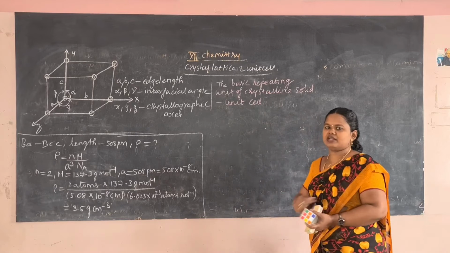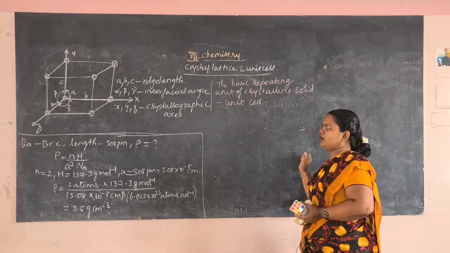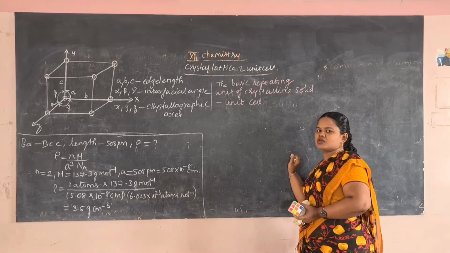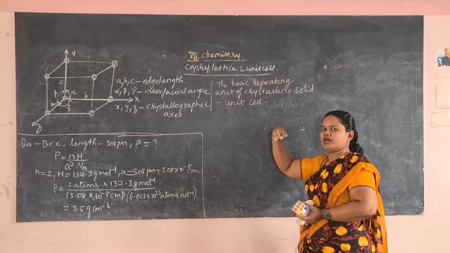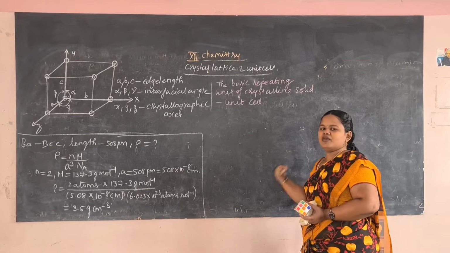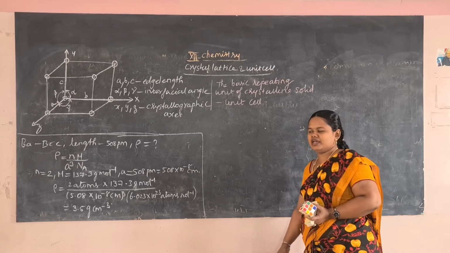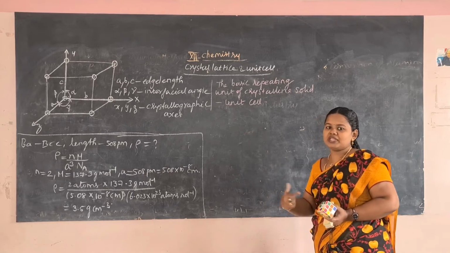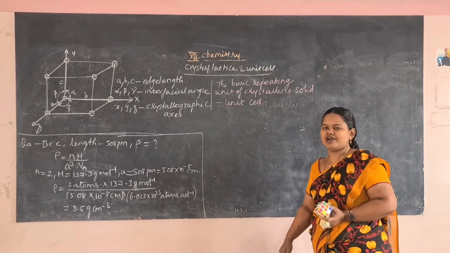This can be asked in a short answer. When you want to build a house, we need bricks. When you place brick one after the other and build a house, likewise in a crystal, to get a clear crystal, it will be packed by repeating units. Those repeating units are called unit cells.